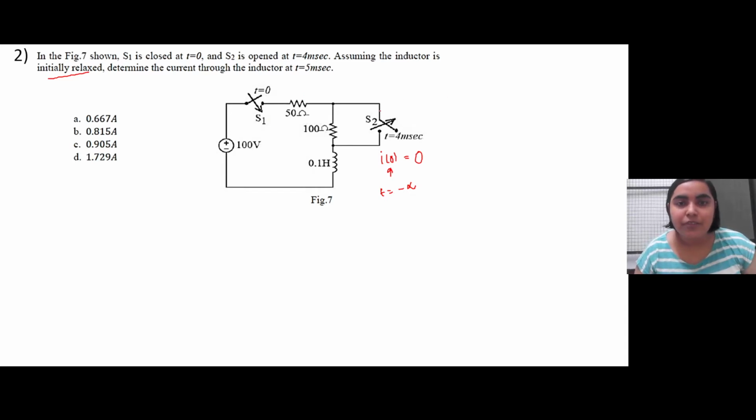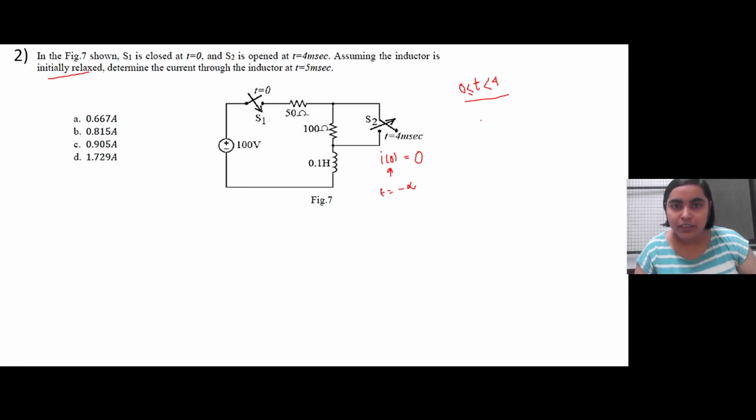So for that we need to know the initial state of the inductor. So let us divide this problem into two sections. One is when S1 is just closed at t equal to 0. So one is from t equal to 0 to 4 milliseconds, just before S2 has been opened, just up to that, before that.